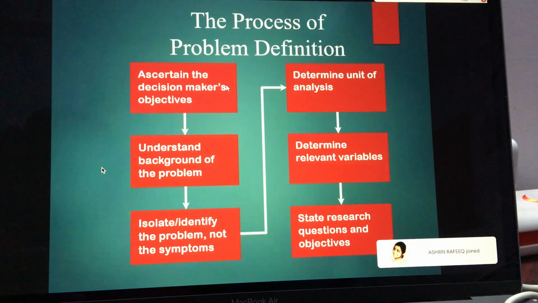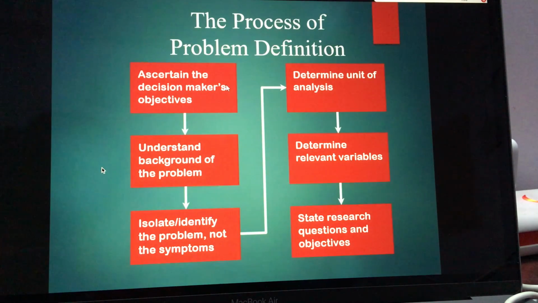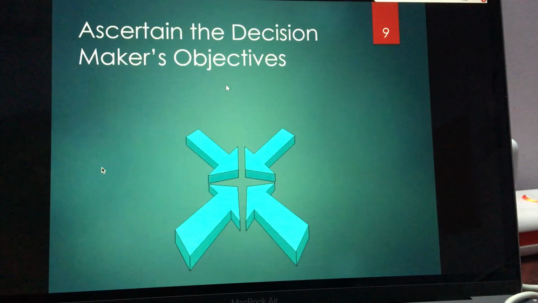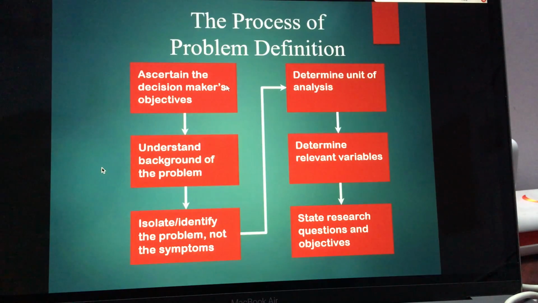Another research question I might have is: what is the quality perception of brands A, B and C, and how likely are they to buy the new product? How many of them will try a new product? So these are the research questions I have, and these research questions will become your research objectives. That is the exact process of problem definition.